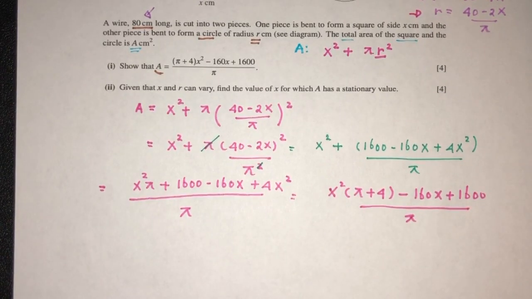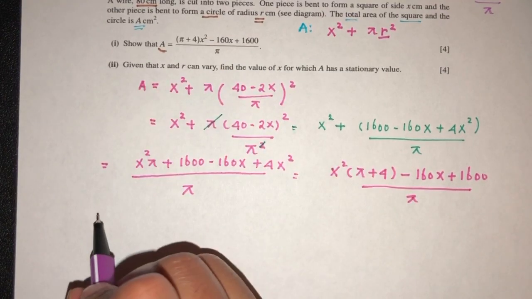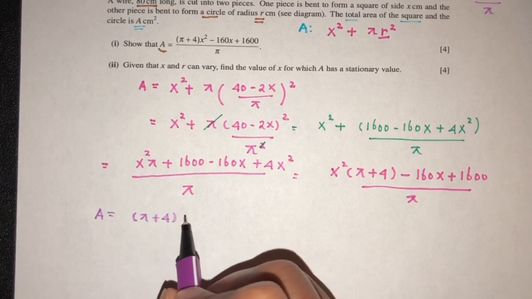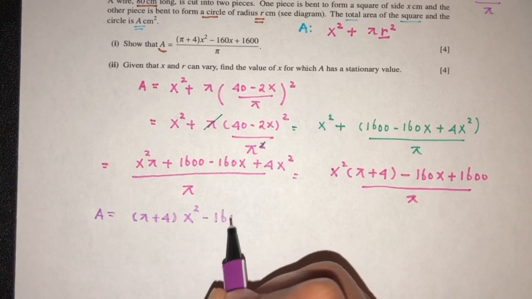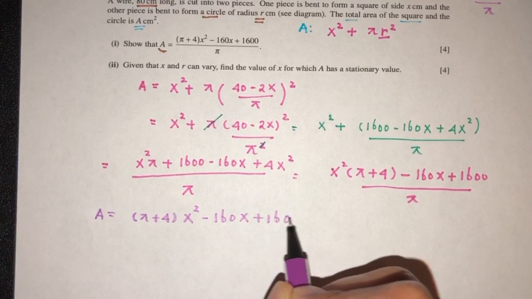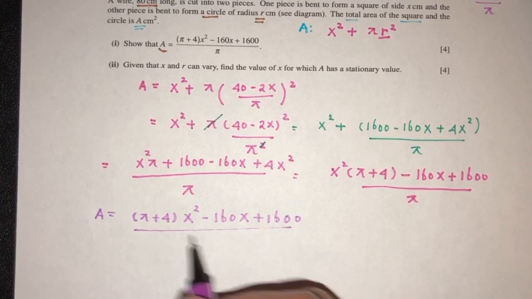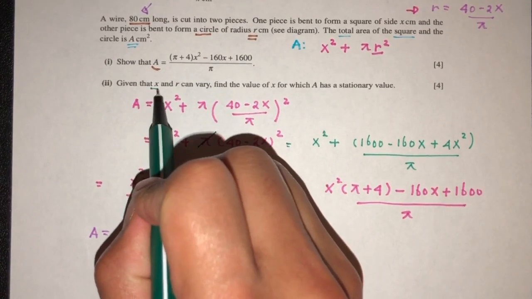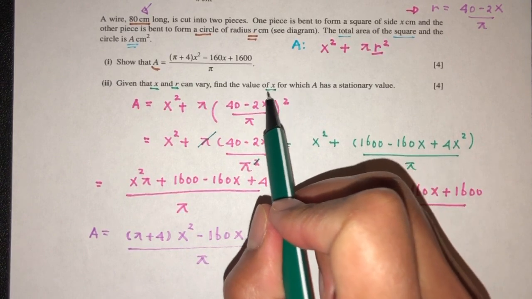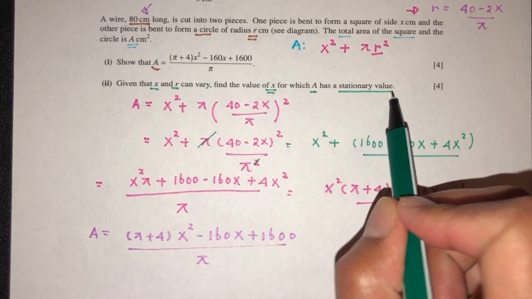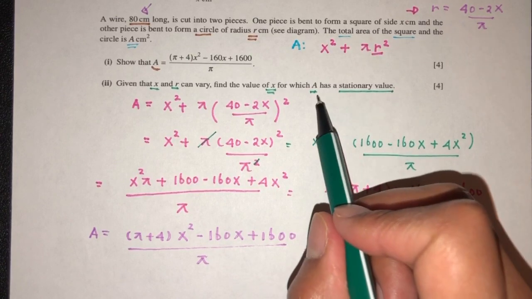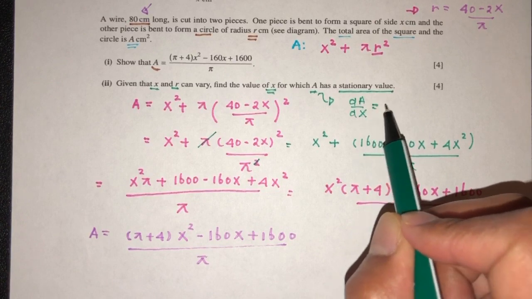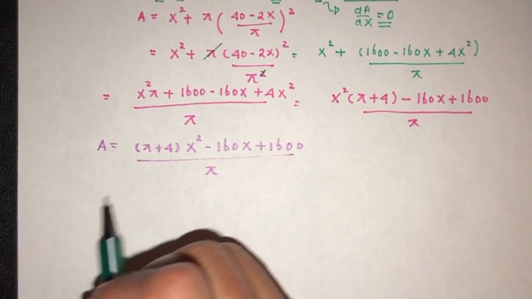Now we can just rearrange to show it is exactly the way we want to show this. So A can be (pi plus 4) x squared minus 160x plus this value over the value of pi. That is your area. Now for part 2, given that x and y can vary, we have to find the value of x when A has a stationary value. Now we know that when A has a stationary value, dA by dx has to be 0. Okay, so let's find that out.